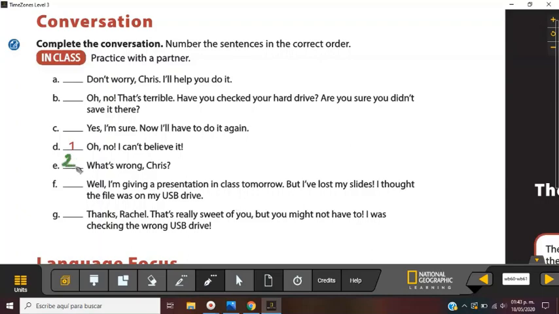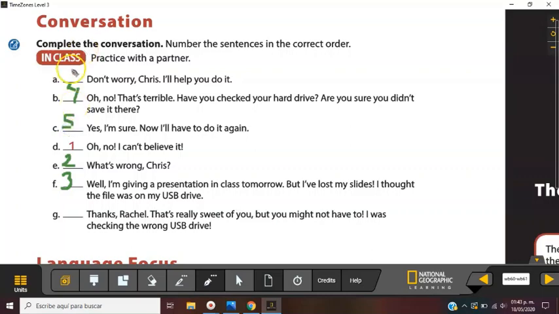Number 3, it says, well, I'm giving a presentation in class tomorrow, but I have lost my slides. I thought that it was on this USB drive. Number 4, oh no, that's terrible. Have you checked the hard drive? Are you sure you didn't save it there? That's the number 4. Yes, I'm sure. Now I have to do it again.